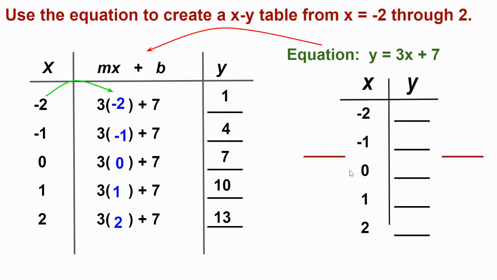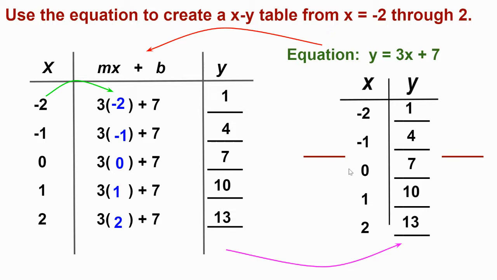And all we're going to do is say, okay, those y answers are going right there. So when x was -2, I got y was 1. When x was -1, I got y was 4. When x was 0, I got y is 7, y-intercept. There it is. When x was 1, I got y was 10. And when x was 2, I got y was 13.